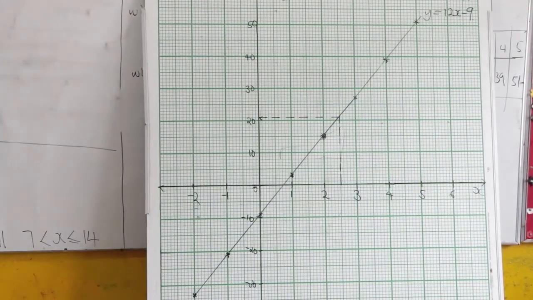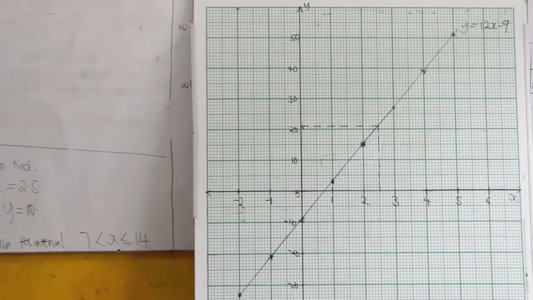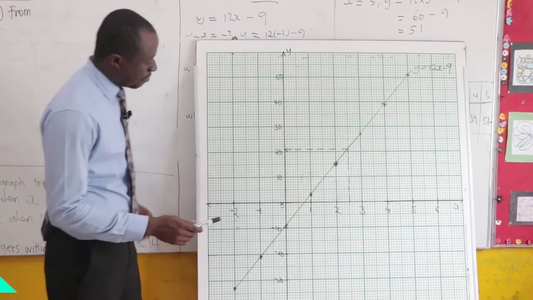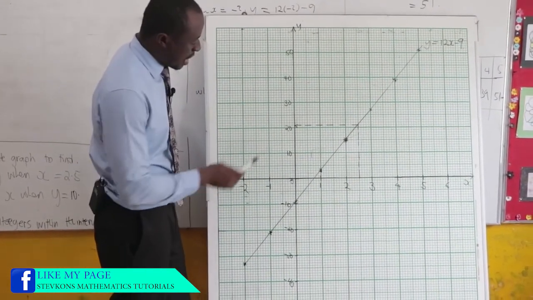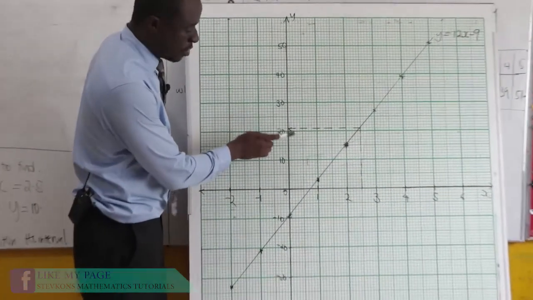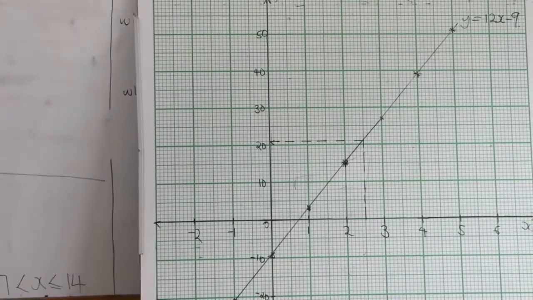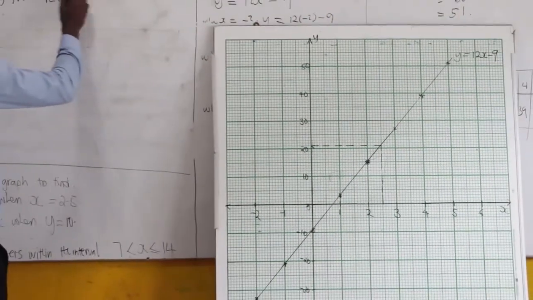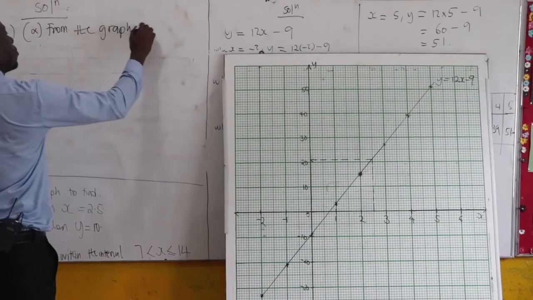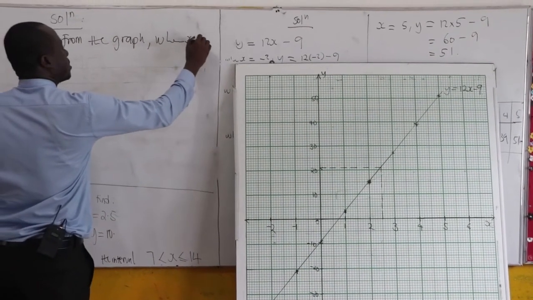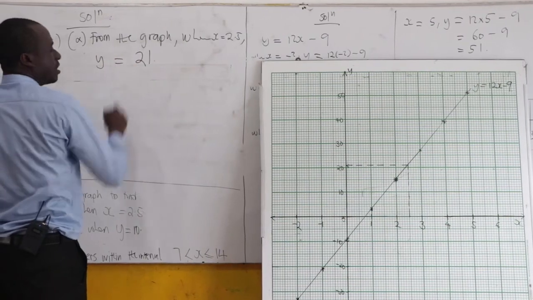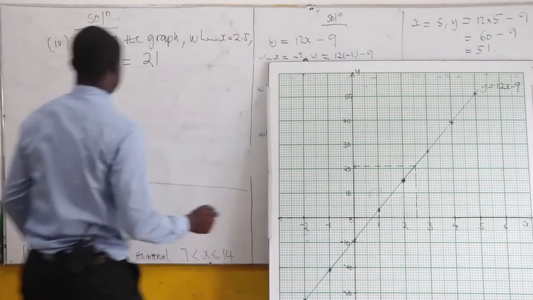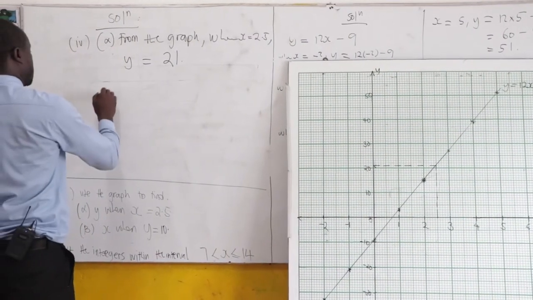So from the graph, when x is 2.5, what is our y? This is 20, and then each box is 1. So that is 21. So from the graph, when x is 2.5, we are getting our y to be 21.